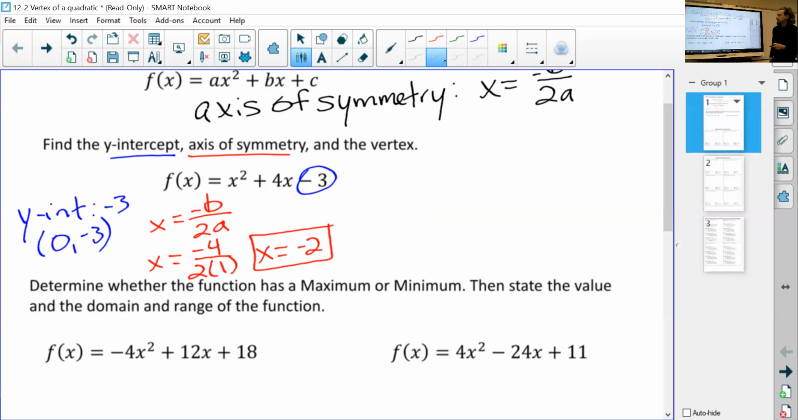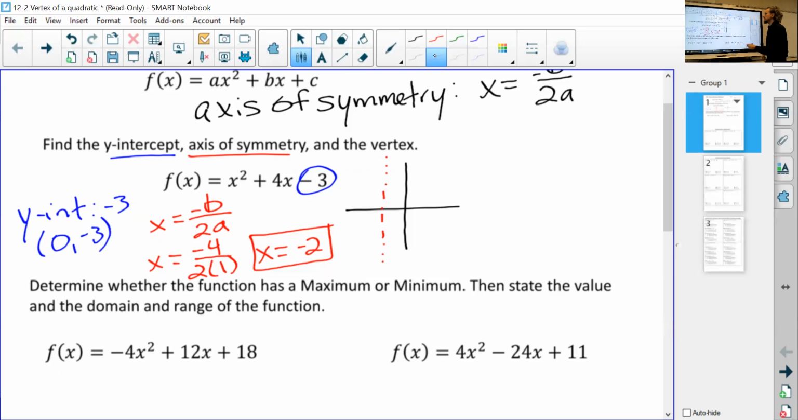Okay. All right, now the vertex. So if we think about what we've done so far, where can I put this? Let's just put it right here. Here's my plane, and I know my axis of symmetry is that x equals -2. So my vertex is somewhere on that line. So the x value of my vertex is -2.